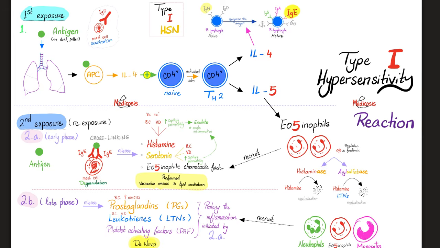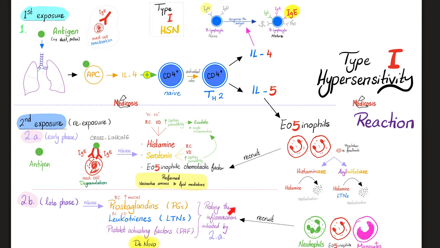But let me add another aspect, the late phase of the second exposure to the same freaking antigen. What's gonna happen here? The release of prostaglandins, leukotrienes, and platelet activating factors. So the early phase was histamine, serotonin, eosinophilic chemotactic factor. The late phase is prostaglandin, leukotrienes, and platelet activating factors. What do prostaglandins do? Bronchoconstriction and increased mucus secretion. What do leukotrienes do? Bronchoconstriction, vasodilation. What do platelet activating factors do? They activate the platelet. Oh, that makes sense.